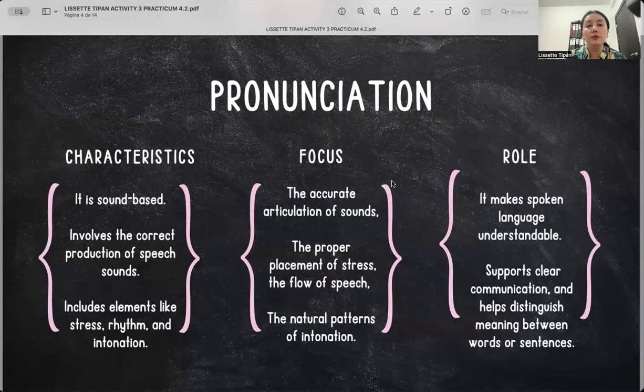Pronunciation focuses on things like how we produce sounds, where we put stress, and how our speech flows. Its main role is simple: to make our speech understandable. Without proper pronunciation, even correct grammar won't help us communicate clearly.